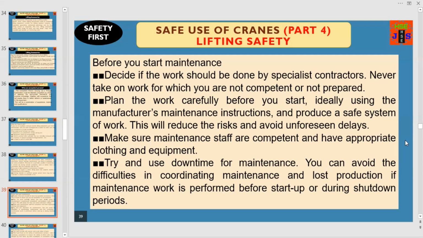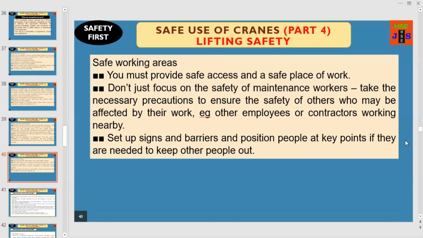Try and use downtime for maintenance. You can avoid the difficulties in coordinating maintenance and lost production if maintenance work is performed before startup or during shutdown periods. Once you are carrying out maintenance, definitely you require safe working areas. You must provide safe access and a safe place of work.